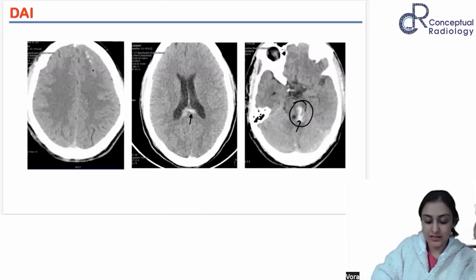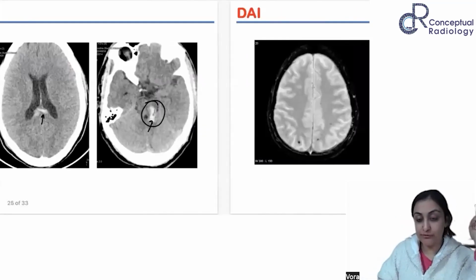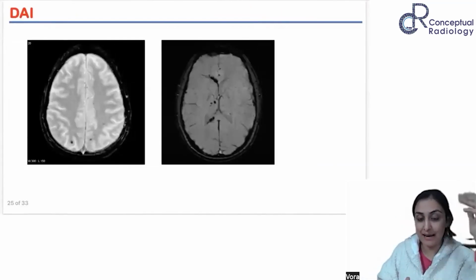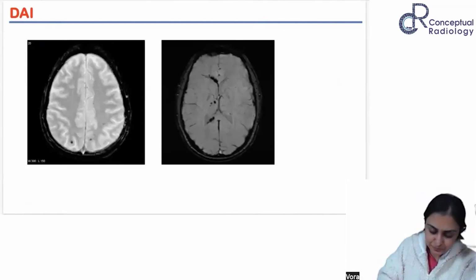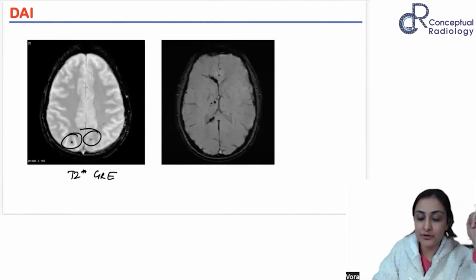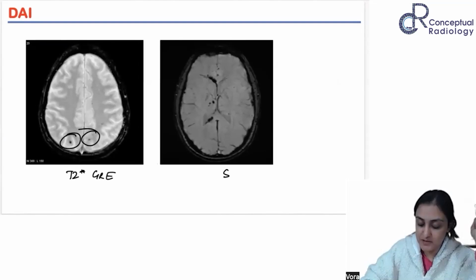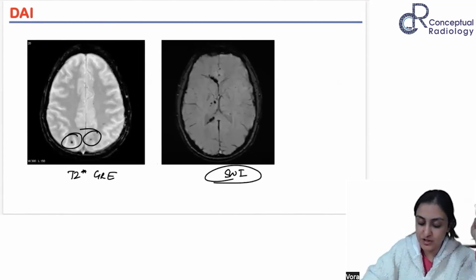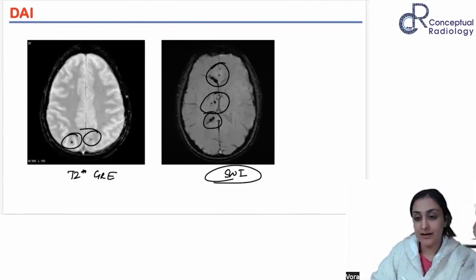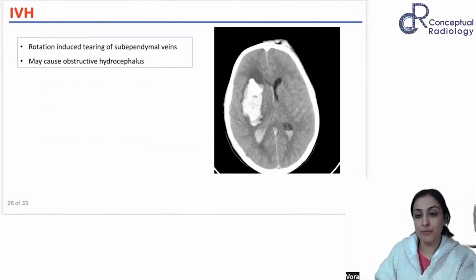All right. So these are the 3 Adams stages of diffuse axonal injury. MRI is obviously better. You see a T2 star GRE image where the susceptibility of the microbleeds is better picked up. This is a susceptibility weighted imaging where you can see these bleeds even better, right? So this is what you want to remember for DAI.